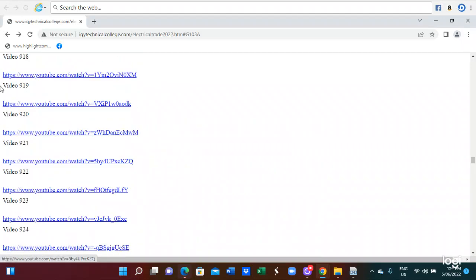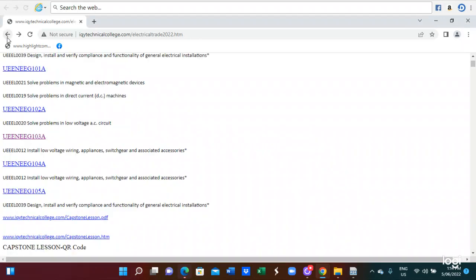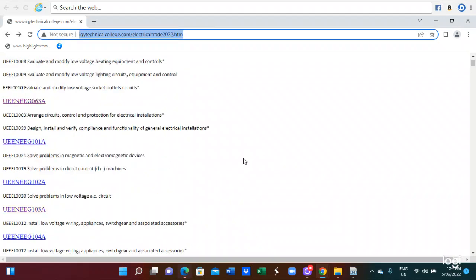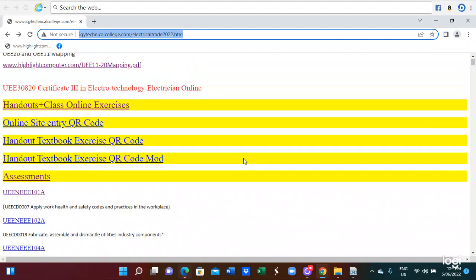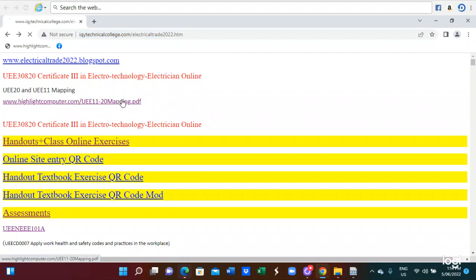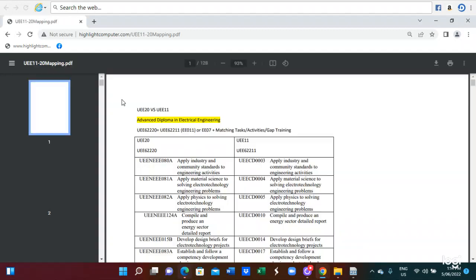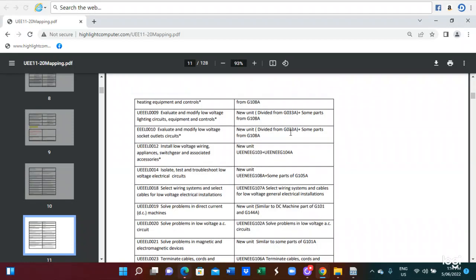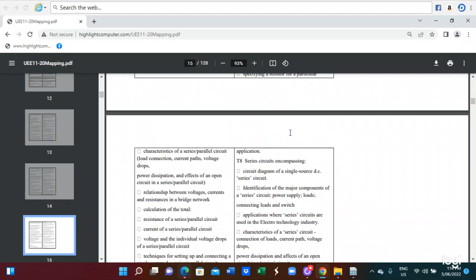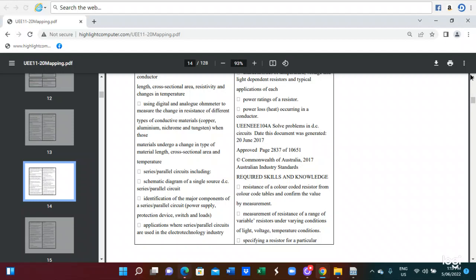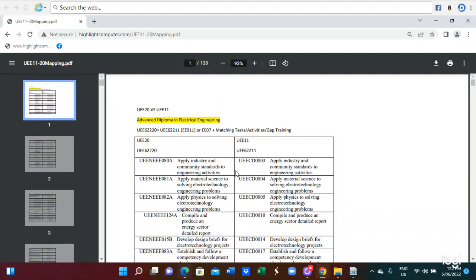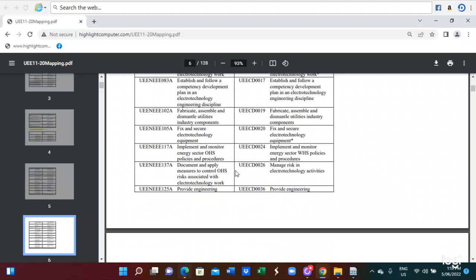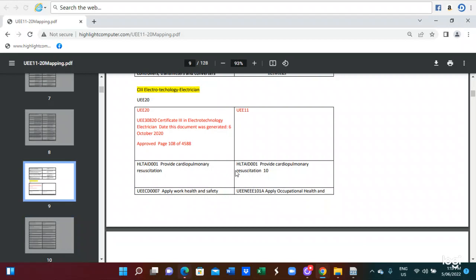So the G103, I repeat again. Firstly, you have to go to the IUN Technical College site. Select Electrical Trade 2022.htm. From this one, there will be the mapping, the UE11 to UE20 mapping. This is the mapping between the old and the new unit. The old code is 30811, the new code is UE30820. This table shows the old and the new unit, UE11 and UE20.